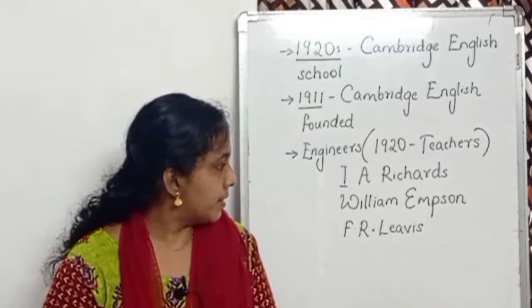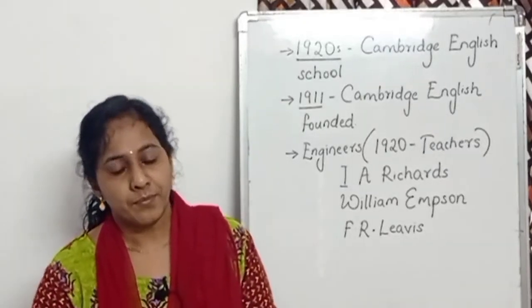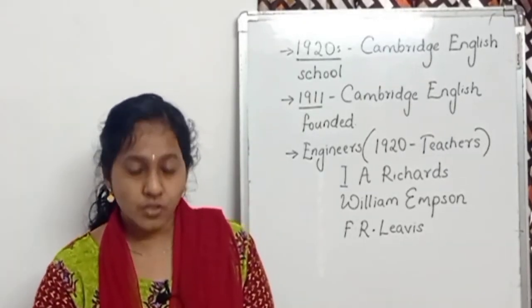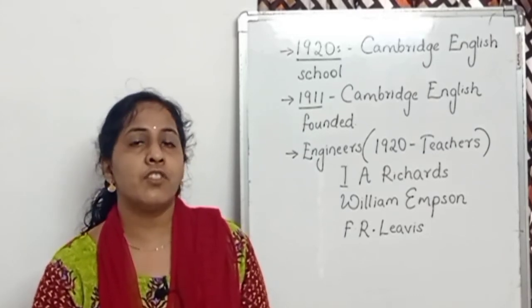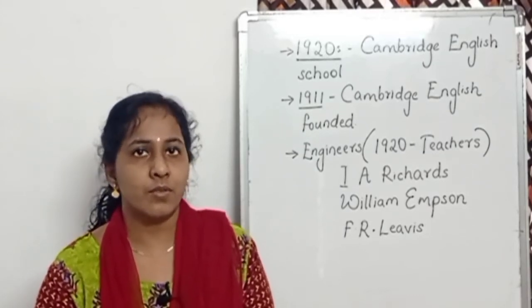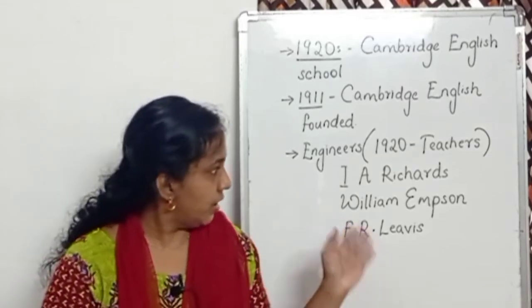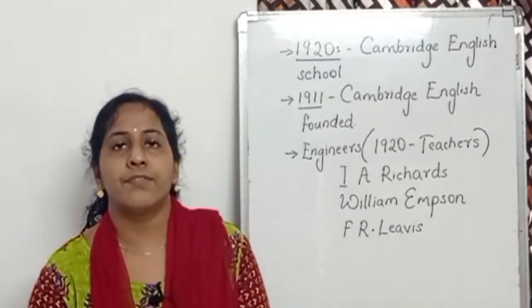The engineers of this change were I. A. Richards, William Empson and F. R. Leavis. So the engineers of the change at Cambridge were a group of people who began teaching at Cambridge in the 1920s. Those engineers were I. A. Richards, William Empson and F. R. Leavis.